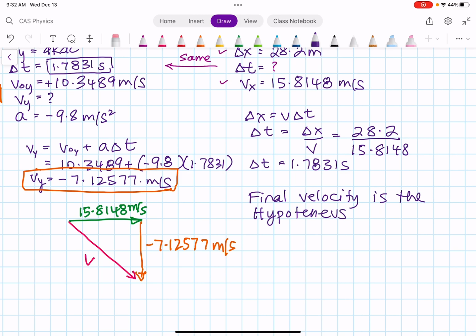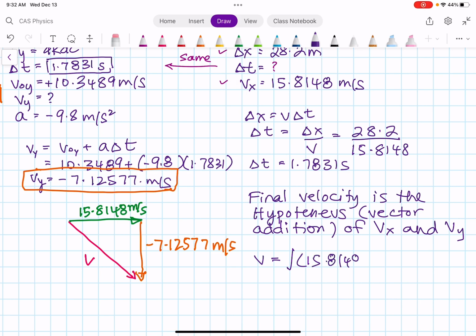I don't know how to spell hypotenuse, sorry. What I mean by that is the vector addition of Vx and Vy. Okay, so then the final velocity V is going to equal the square root of 15.8148 squared plus, and I'm just going to leave it in the positive, and we can talk about that, 7.12577 squared. So that's my equation.